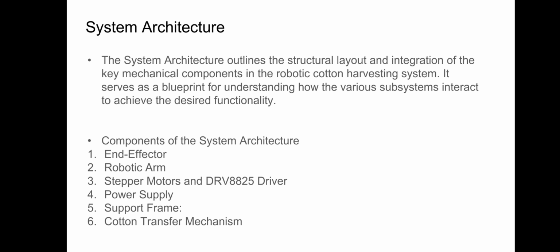System architecture is nothing but the overall structure, the structural layout and integration of the key mechanical components in the robotic cotton harvesting. It serves as a blueprint for understanding how the various subsystems interact to achieve desired functionality. The components of the system architecture are end effector, robotic arm, stepper motors and drivers, power supply, support frame and cotton transfer mechanism.